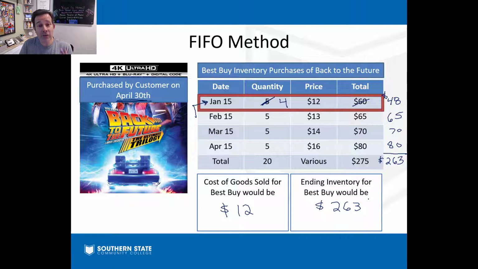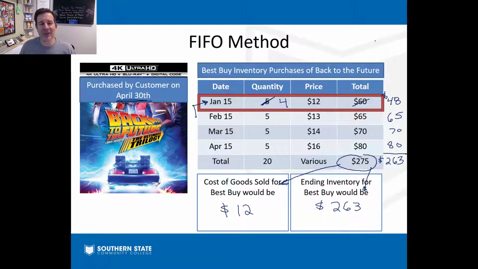Okay, now you might remember we had $275 in total inventory before that sale took place. Look what happened. Made a sale, $12 cost of goods sold, and the inventory is $263. Those two numbers add up, don't they? So the game we're playing here, regardless of whether we use FIFO or LIFO or average, is we're taking that total amount we paid for inventory and splitting it between what was sold and what's left over. Okay? Everybody kind of see how that works? A little FIFO going on there.